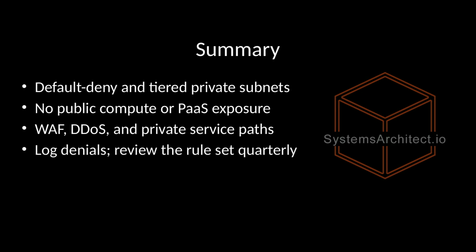To close, start with default deny and tiered private subnets so compromise cannot wander sideways through a flat mesh. Strip public IPs from compute and PaaS, force private paths, and treat egress as carefully as ingress. Put web application firewall and DDoS in front of every public door. Keep private endpoints for sensitive services and log denials so misconfig and scanning surface early.